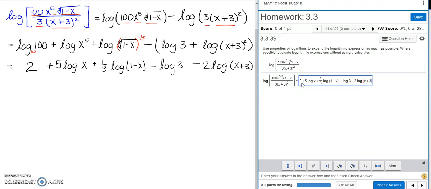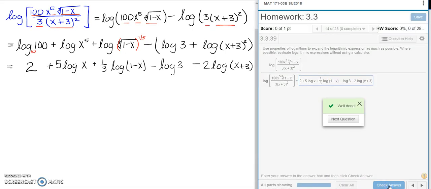And I only really need parentheses when there are multiple pieces in the logarithm, because I have to tell the computer both of these are inside the log. When it was just a 3, I didn't need parentheses. Good. Okay, so now we definitely have time.